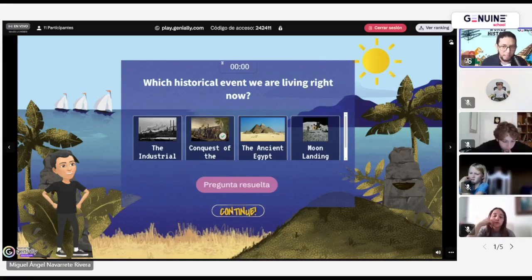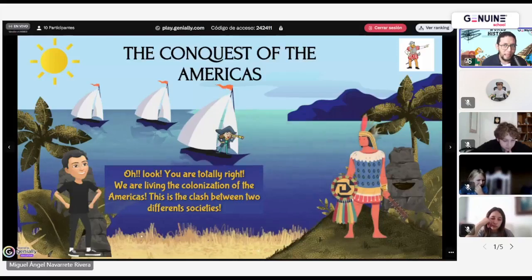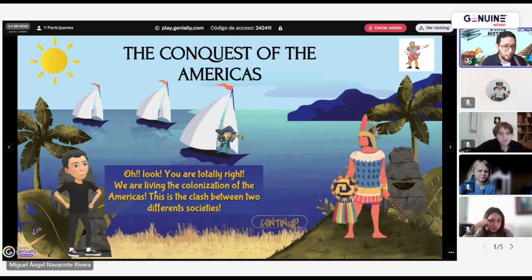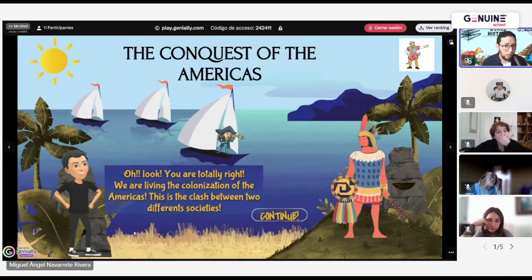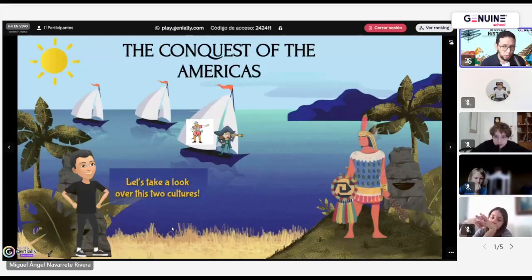Okay, let's continue. Oh, finally, the Europeans are arriving to the Americas. So we are living right now the colonization of the America, and this will be the crash between two different societies. But what can we say about these two cultures? Okay, again, guys, you have to search the hidden information.